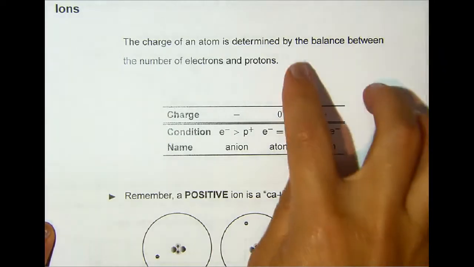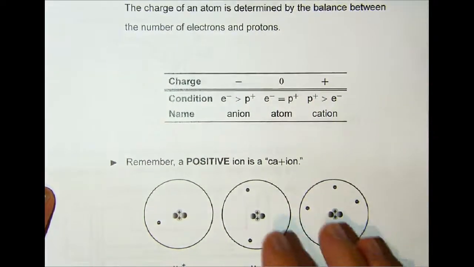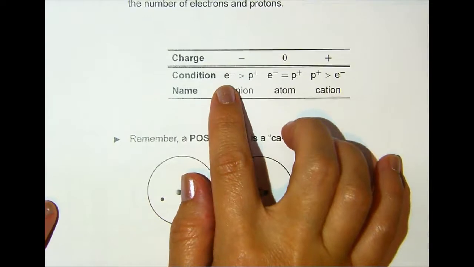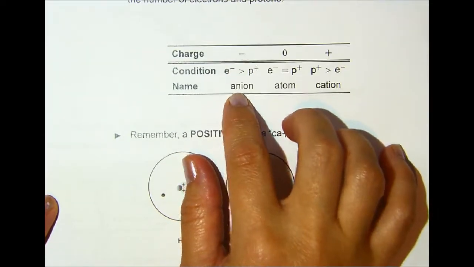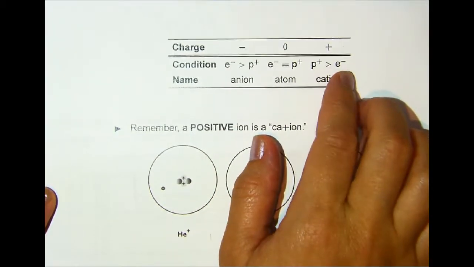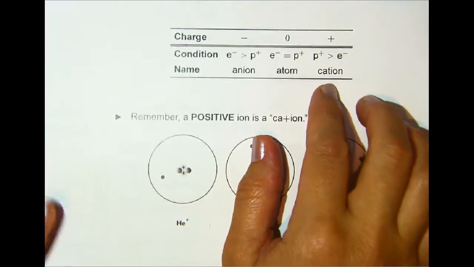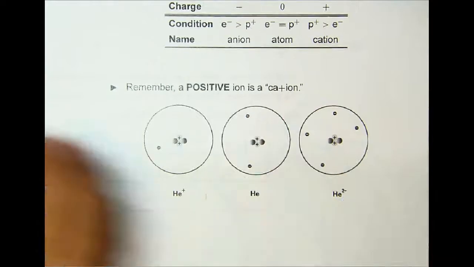For ions, the charge of an atom is determined by the balance between the number of electrons and the number of protons. So if you have a greater number of electrons than protons, then you have a negatively charged anion. If they're equal, you have a neutral atom, and if the protons are greater than electrons, you have a positively charged cation. Remember, a positive ion is a cation.